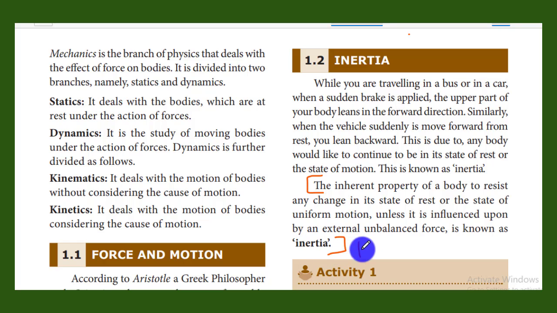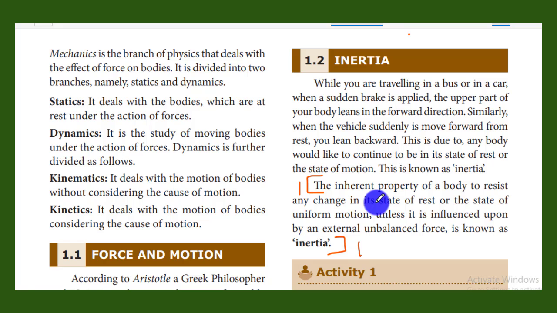This is the answer to question number 1. This is the capacity of the body. It is not at all changing from its position unless you are giving some external force. That force would be unbalanced force. This is the simplest concept. Inherent property means already existing. This property is already existing inside the body, which is resisting any change in its state. The body may be at rest or of uniform motion.